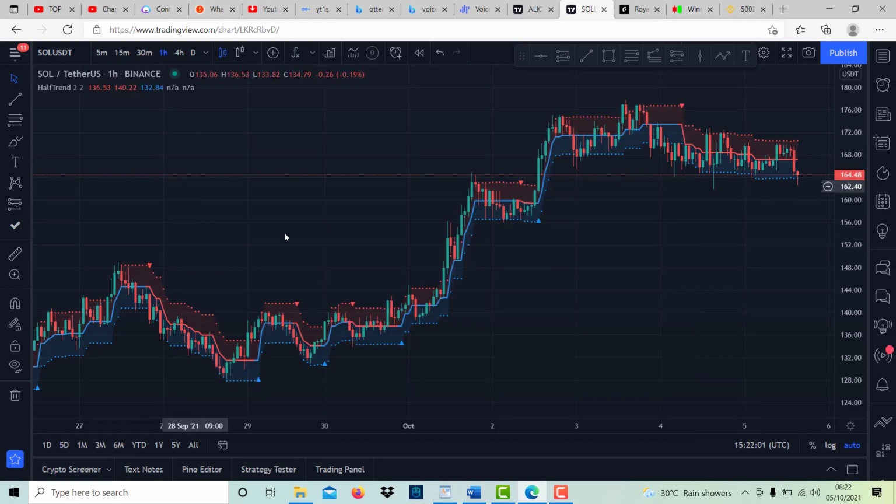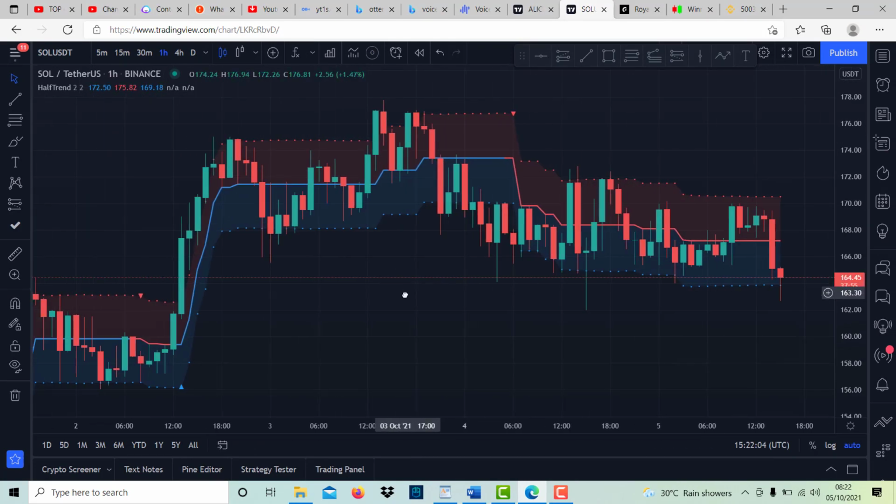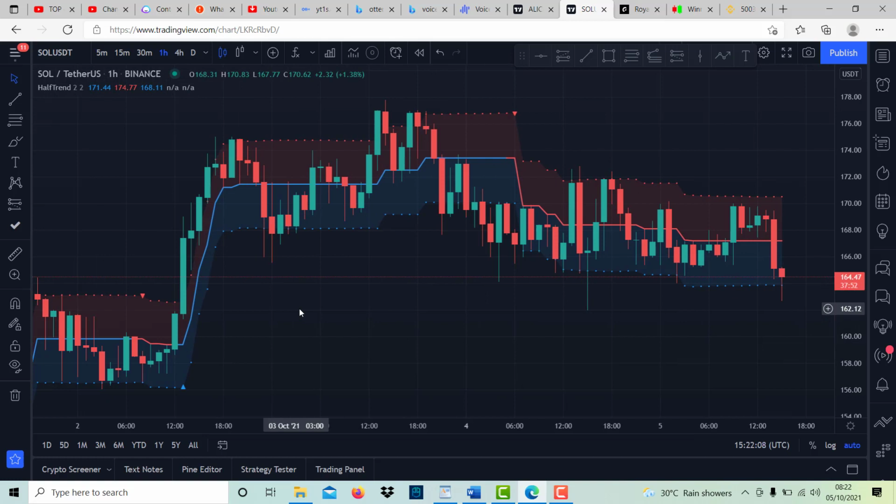When we look at this indicator, it comprises three lines. The middle line right here is the actual half trend. The upper dotted line is the upper band of this indicator, while the lower dotted line is the lower band of this indicator. We are not going to use this upper band and lower band, so we would have to remove these two bands from this indicator.